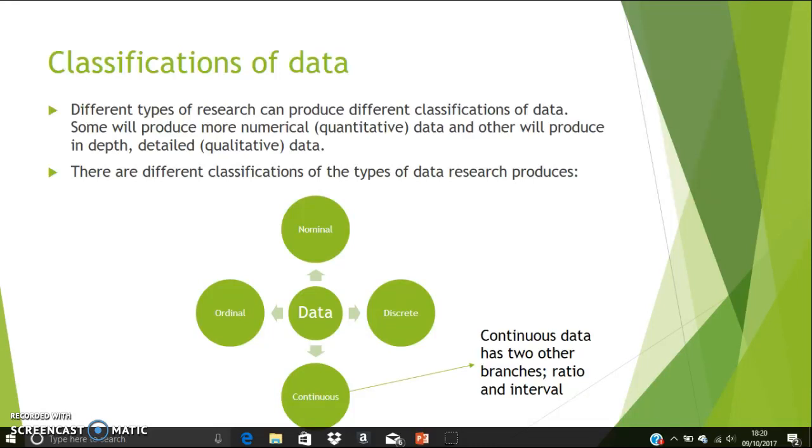And then we have ordinal data, which is just rank ordered. This is similar to the nominal, in which case it doesn't give you the people in the middle. So it's smallest to largest again.